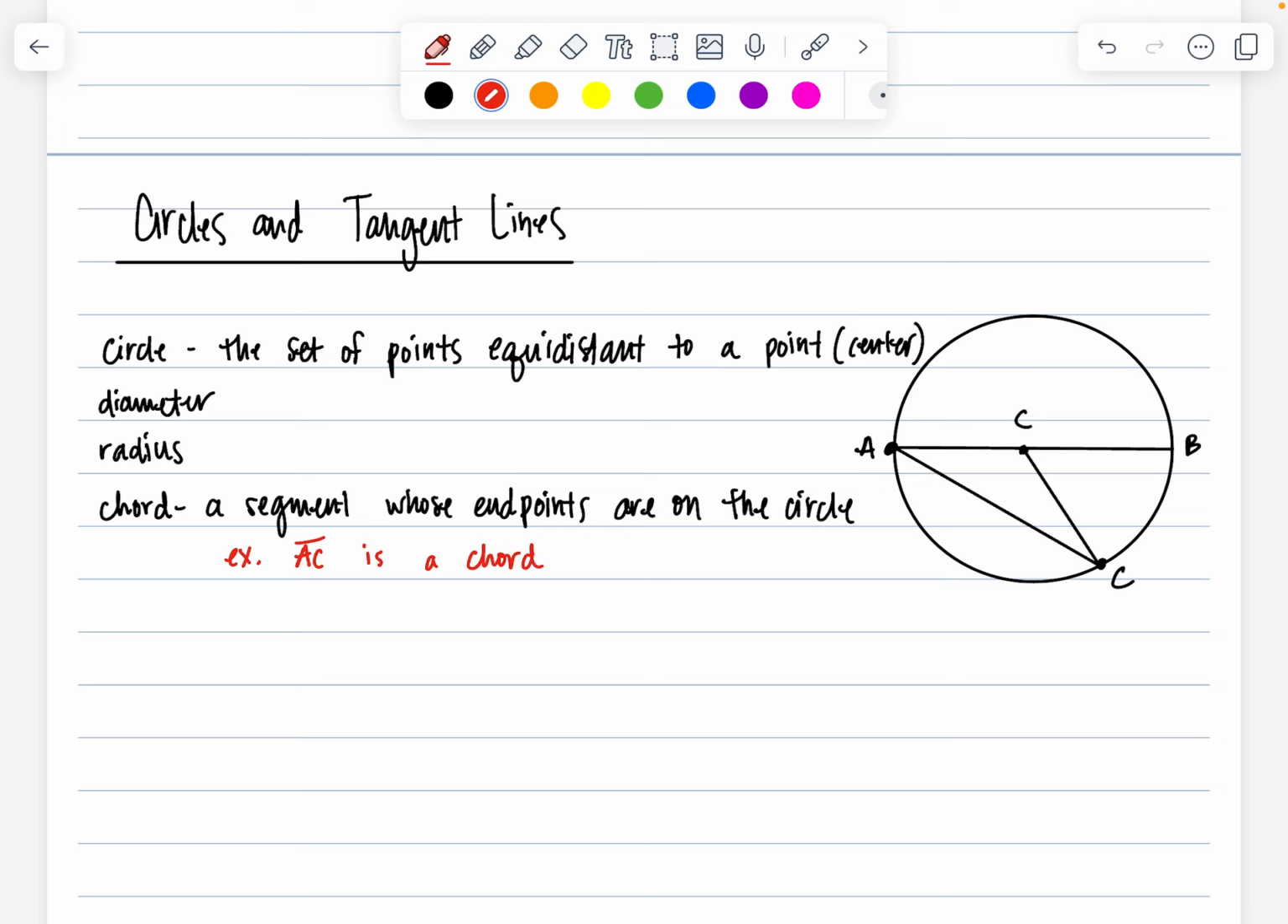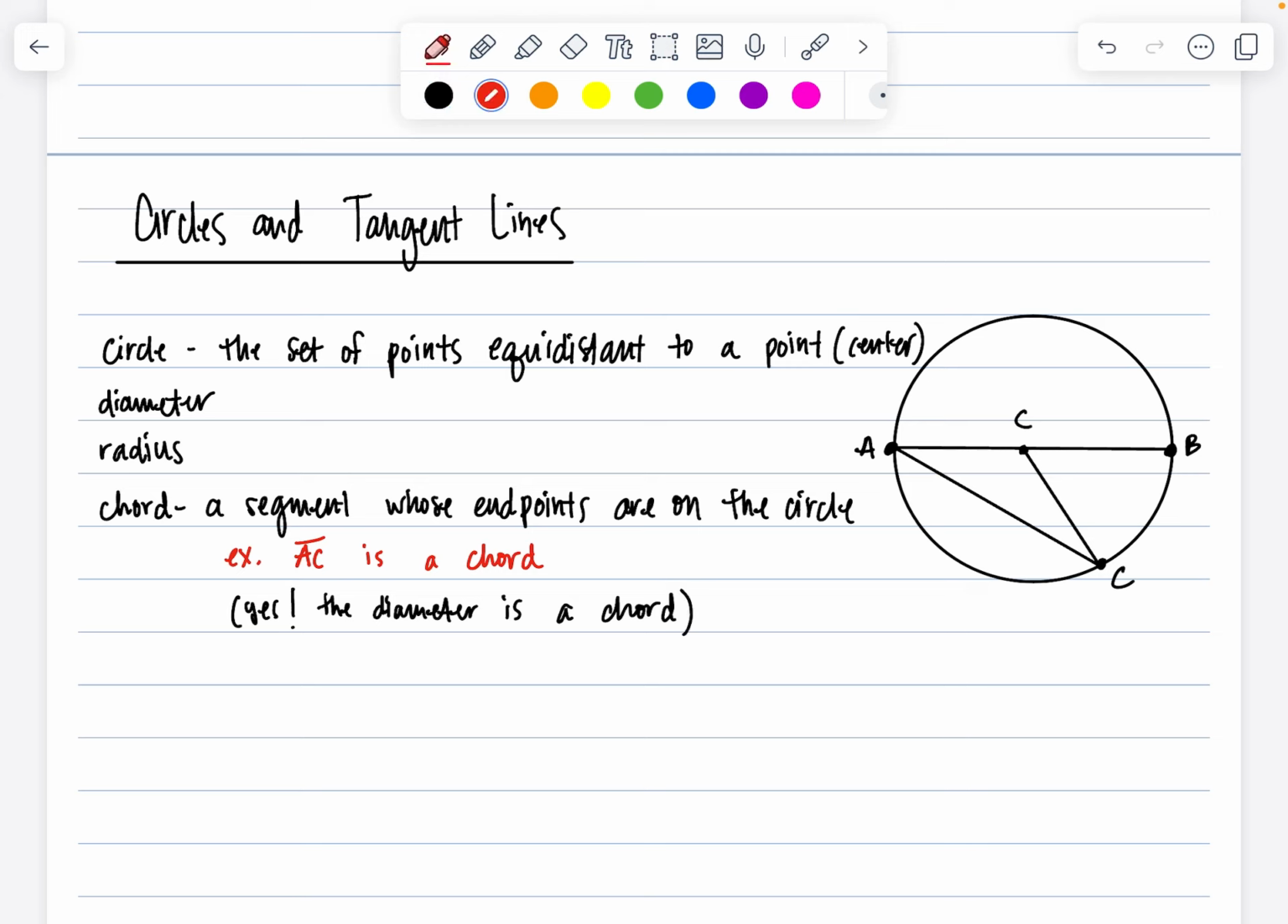Which begs the question: is the diameter a chord? Well, thinking about this logically, the diameter goes through the center, and there should be an endpoint here just to show that. Are both endpoints on the circle? Yes, absolutely. So if you are wondering, yes. The diameter is a chord. The radius, however, is not.